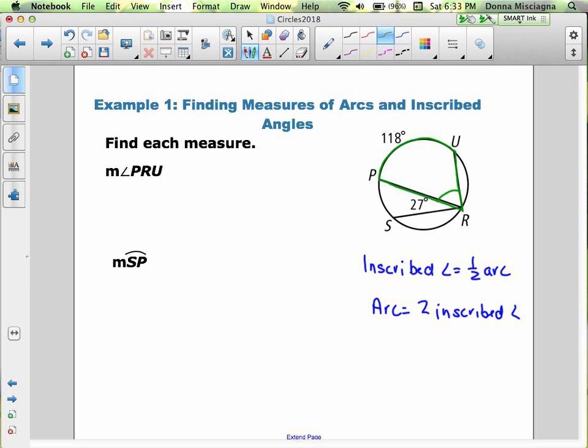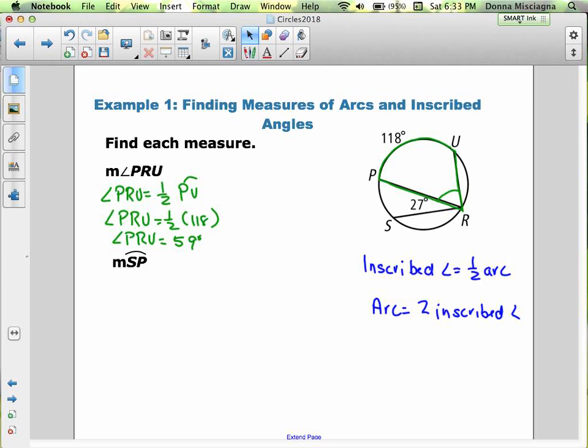So that means that angle PRU is equal to half of arc PU. We know the measure of arc PU, that's 118 degrees, so that means that angle PRU is half of 118 degrees, or 59 degrees. Now let's find the measure of arc SP.